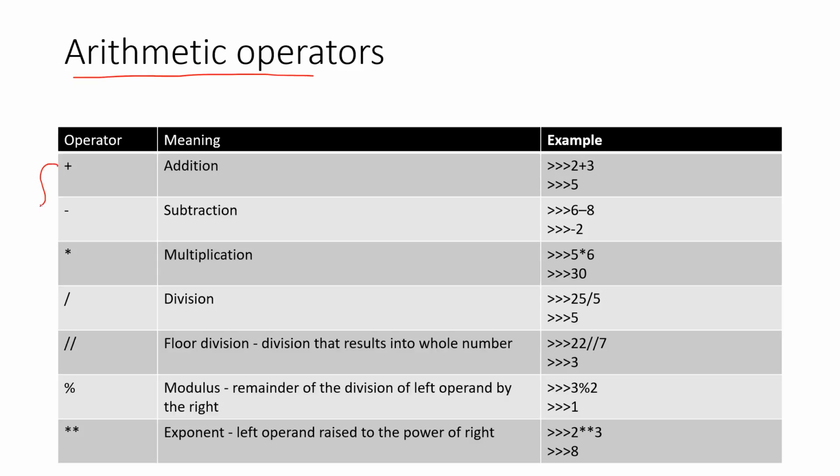I'm not going to explain the first four. Basically, they will do the same thing you expect them to do. Plus means addition, minus means subtraction, the asterisk symbol means multiplication, and forward slash means division.